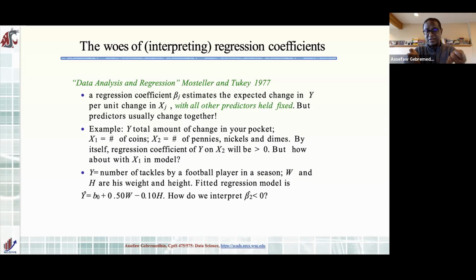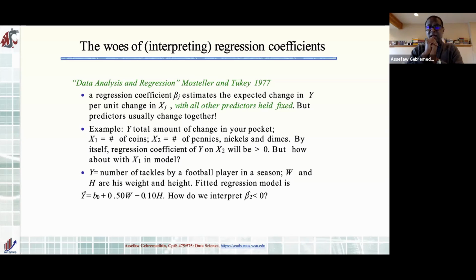And here is a concrete example which you can very much relate to. Say the amount of change in your pocket is y, and you've got two predictors. One is how many coins you have, and the other is how many pennies, nickels, and dimes you have. You can see these variables are correlated with one another. So the interpretation of the coefficients for these two becomes important, because one will be telling you something that the other variable is also telling you. That's what this example is trying to show you.